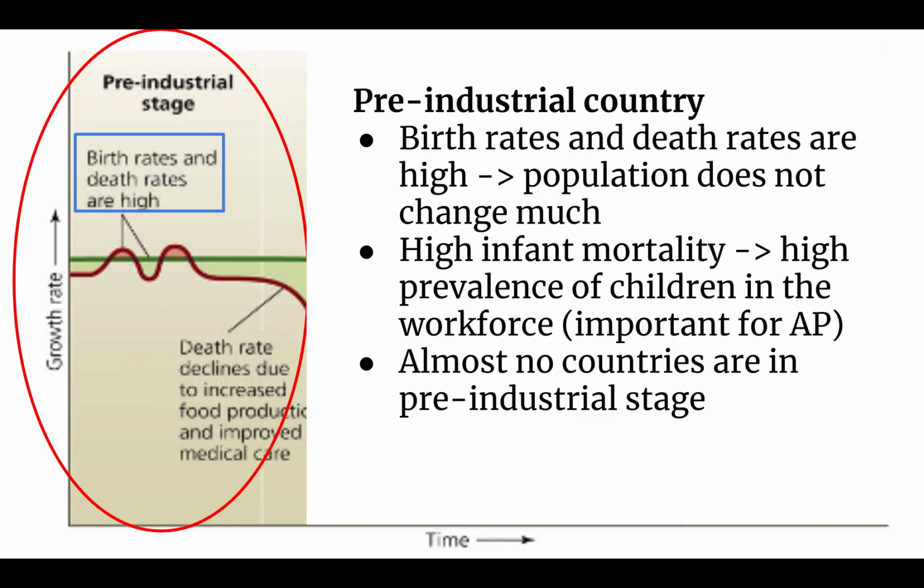The first stage is the pre-industrial stage. This is when birth and death rates are at their highest. So the population isn't changing much, but your birth rates and your death rates are both high. Again, this is a pre-industrial country, so often these countries are relying on subsistence farming and other means to run their economy. Often these countries are associated with a high infant mortality because there is a high prevalence of children in the workforce.